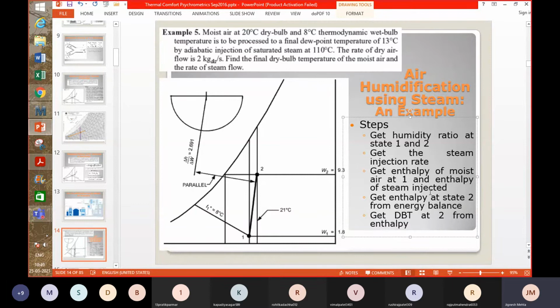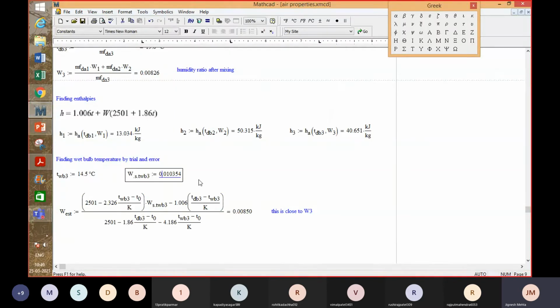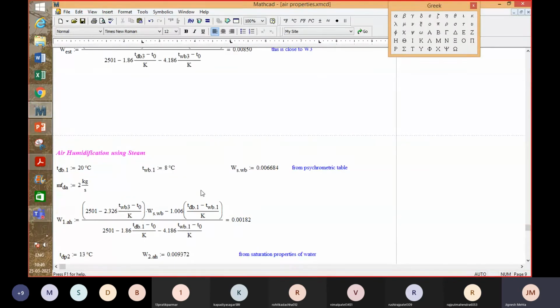So these are the steps. You will get the humidity ratio at points 1 and 2. With the help of that, you can get the steam injection rate. Then you get the enthalpy of stream 1 as well as the enthalpy of steam. You get the enthalpy of stream 2, and then you can get the dry bulb temperature with the help of the formula for enthalpy. So this is the exercise, the steps in this example, right? So let's look at the calculations.